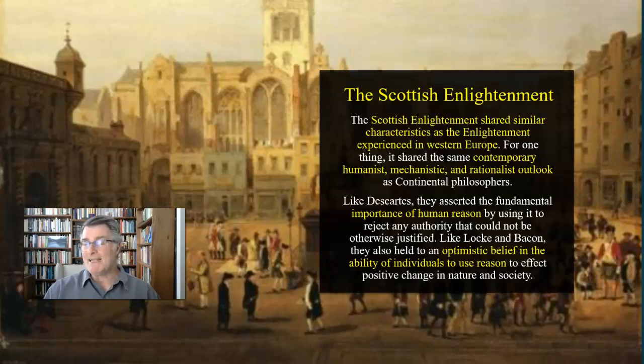There was also this mechanistic view of the world that we talked about last week with Thomas Hobbes and the week before with Descartes. Same kind of thing is going on now with Scotland. So contemporary humanist, mechanistic, and rationalist outlooks that were very similar to those from the continental philosophers. So we can see there are some parallels between the ways individuals had been thinking.